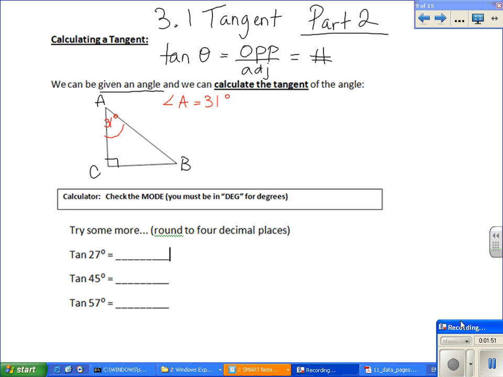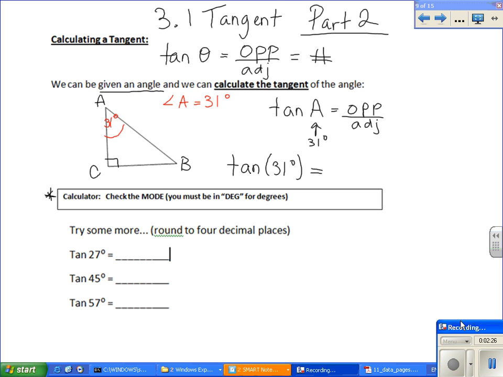We know this is true, that the tan of an angle A is equal to the opposite over the adjacent, which is simply a number. If you don't have the opposite side and you don't have the adjacent side, as long as you have the angle, you can calculate the tangent. I know that angle A is 31 degrees, so I'm going to calculate the tangent of 31 degrees. This is where you use your calculator.